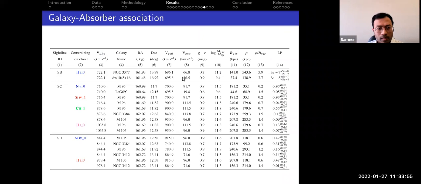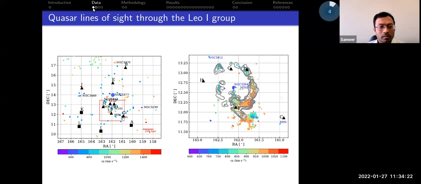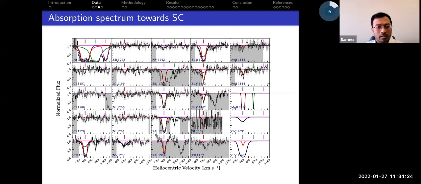So coming to sightline B, we found two galaxies that could potentially be contributing. Their LPs are so insignificant that it's unlikely that these galaxies are contributing. It's more likely that it is the absorption from large-scale intrafilamentary gas that is contributing to the absorption towards sightline B. And towards sightline C, we have four different components.